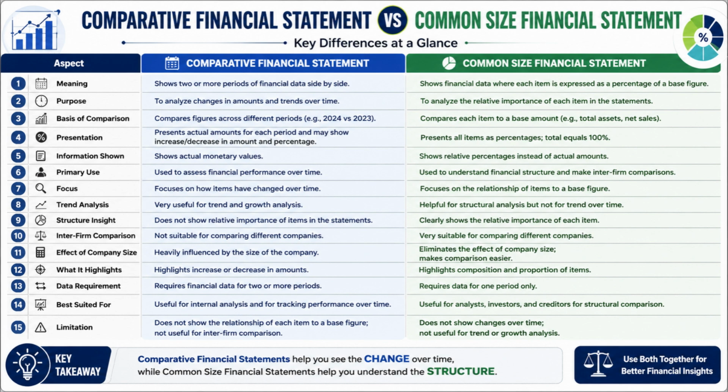In summary, comparative financial statements are best for understanding financial changes and trends over time, whereas common size financial statements are best for understanding financial composition and making comparisons between companies.